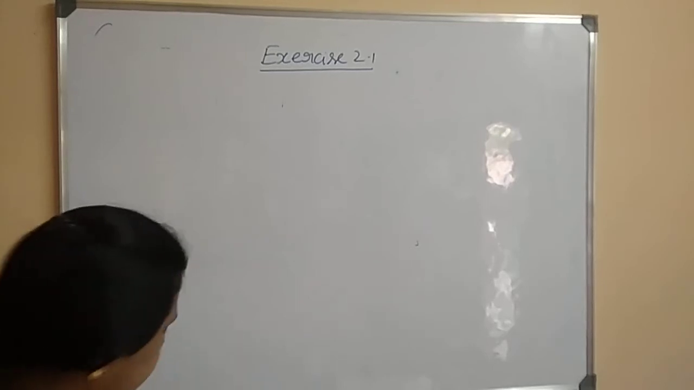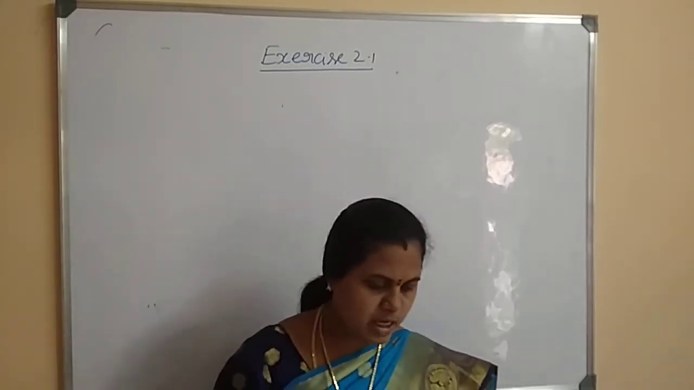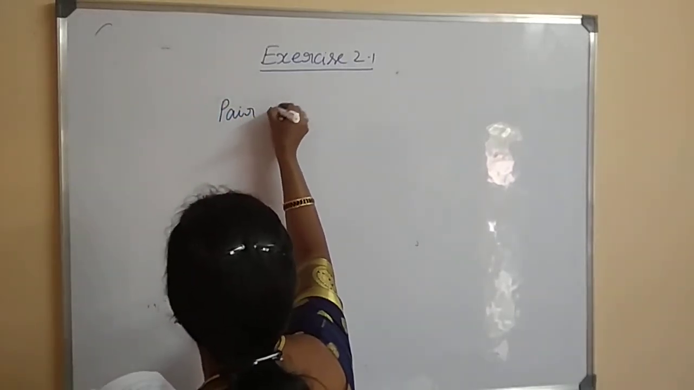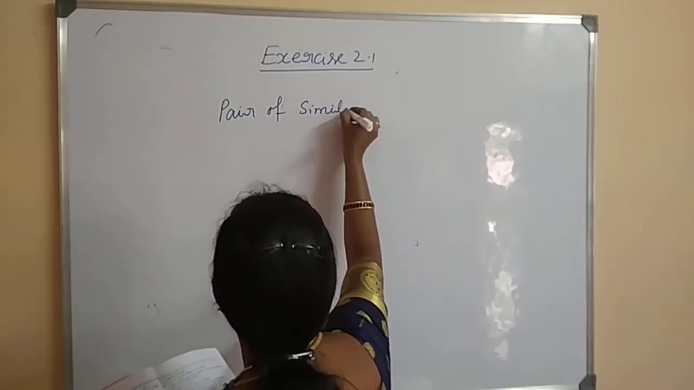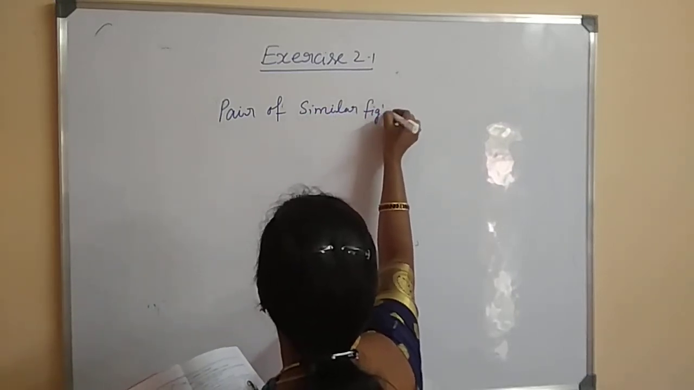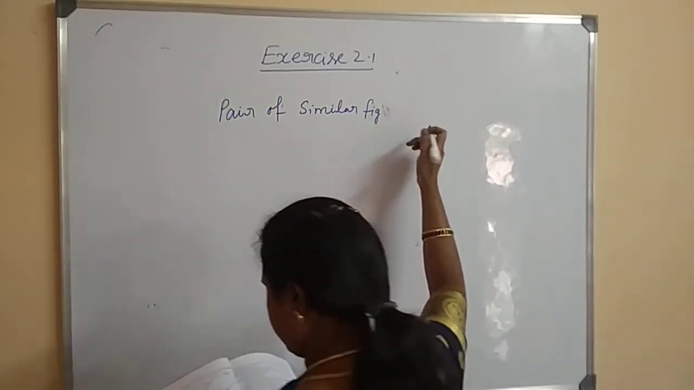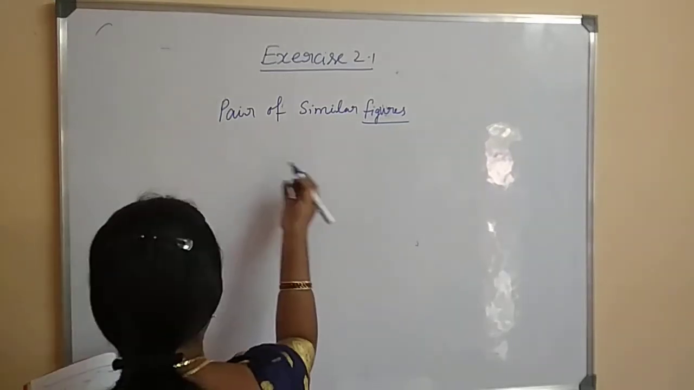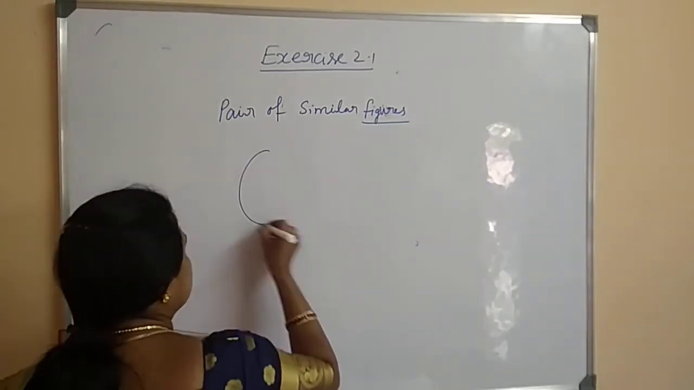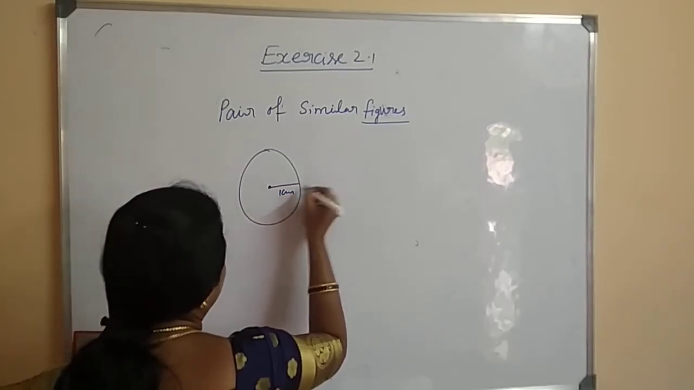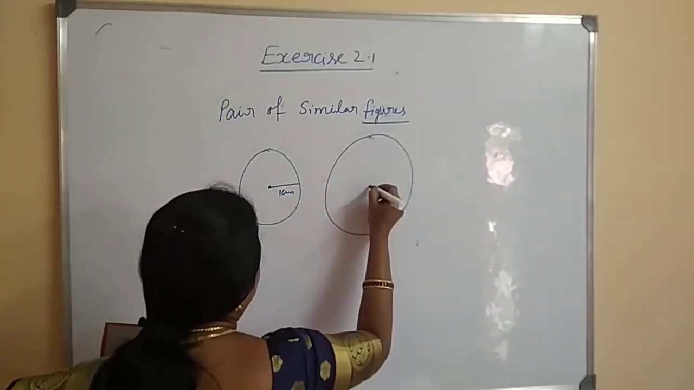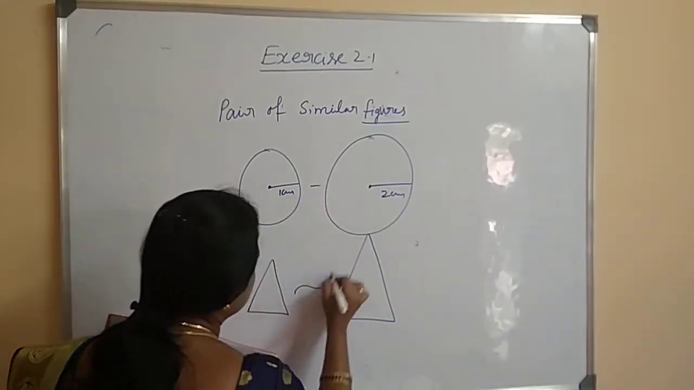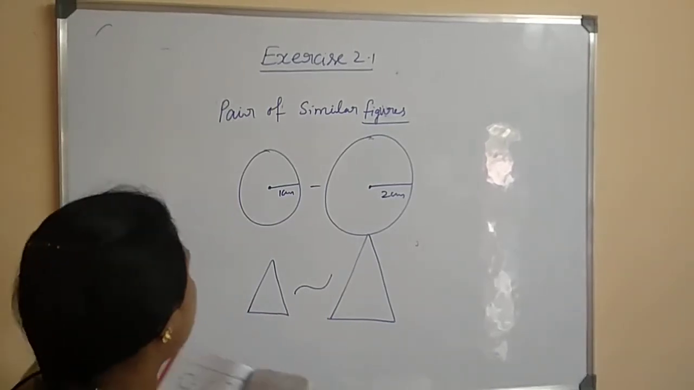Now see here. Give 2 different examples of pair of similar figures. Pair of similar figures. For example, just now I have written 2 circles, 1 centimeter. This is a pair of similar figure. We can take like this. These are similar. You can write any pair you can write.